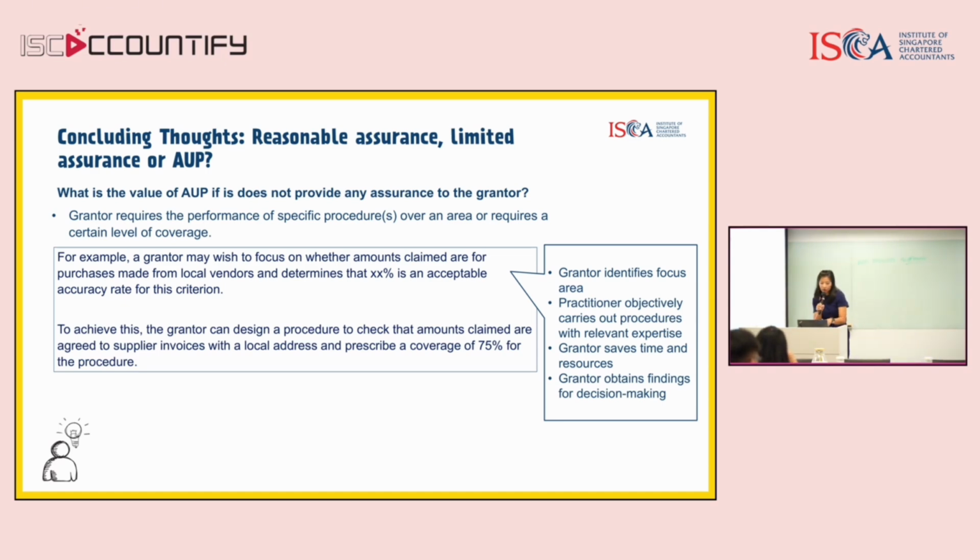An example: if the grantor wants to focus on whether amounts claimed are for purchases made from local vendors, not just general vendors, and they want to determine that a certain percentage is an acceptable rate for it. To do this, you can design a procedure to check that the amounts claimed are agreed to supplier invoices with local addresses, and then prescribe the coverage that you want. With this, the grantor identifies the focus area, the practitioner carries out the procedures objectively, and the grantor saves time and resources. Then there is a report on findings for you to form your own conclusions. So it is still beneficial.